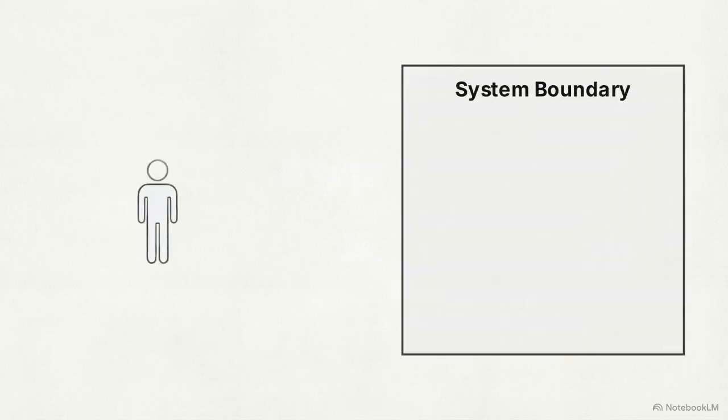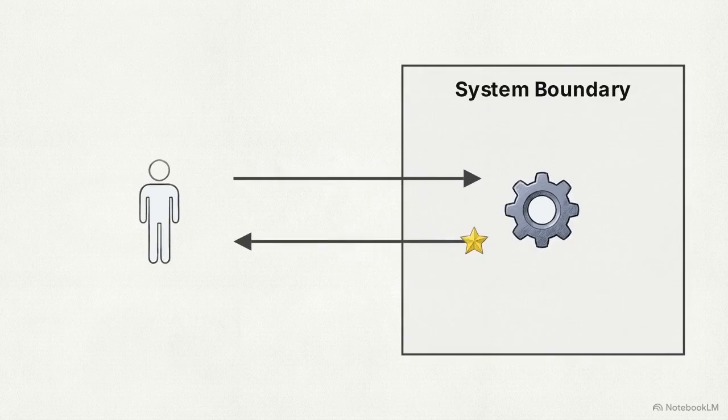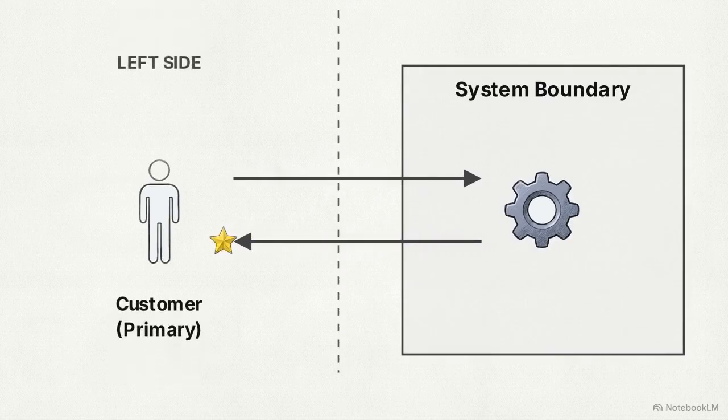Primary actors are active participants. They trigger the system to perform a function and derive a direct benefit from the result. UML dictates a spatial rule for primary actors. They are universally placed on the left side of the system boundary.